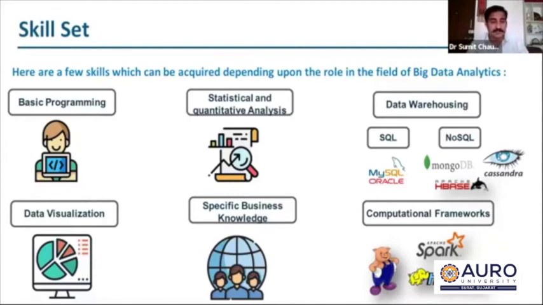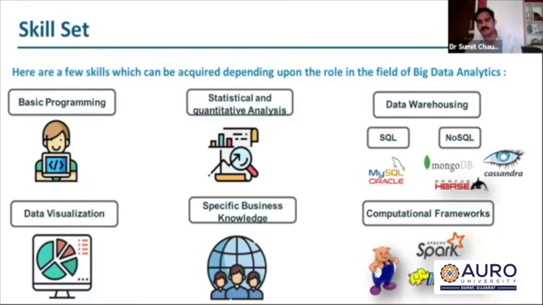Next is specific business knowledge. If I talk about the share market and I want to analyze the data of any firm, then that particular business knowledge one must have. If I don't have the knowledge of what I want to analyze, it will be very difficult to predict what will be in the near future as a business data analyst, right?